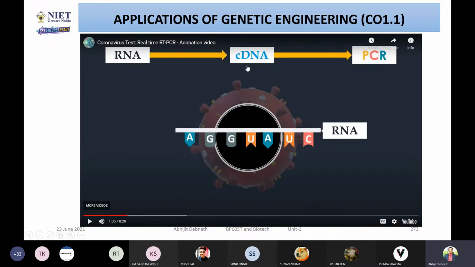Then see, RNA to cDNA, complementary DNA. I think somebody asked one day, sir, what is complementary DNA? Complementary is the opposite, right? Complementary DNA. So the reverse transcriptase enzyme will be used.